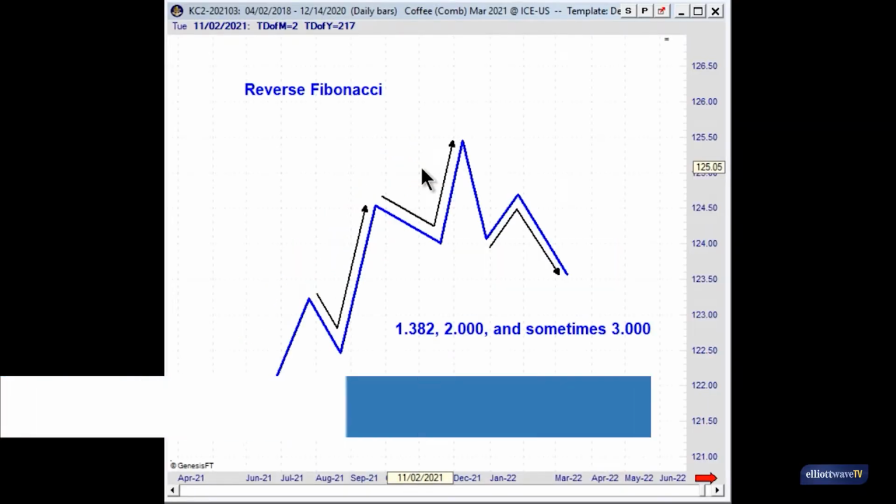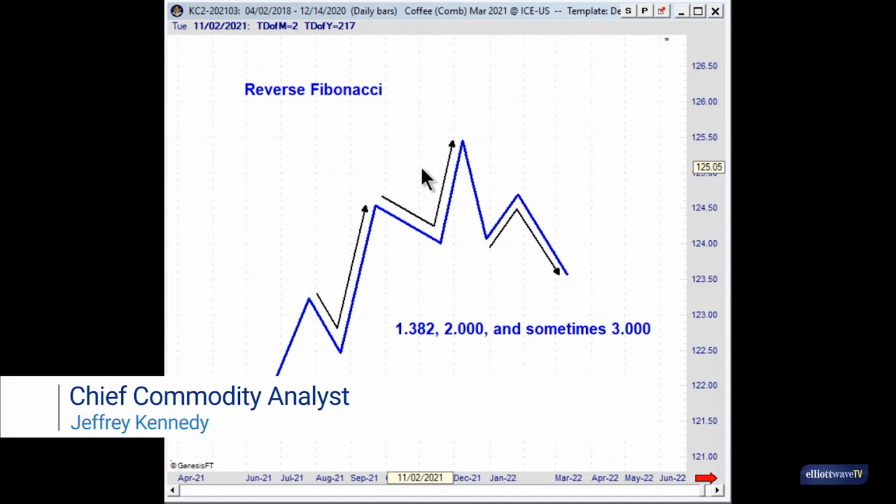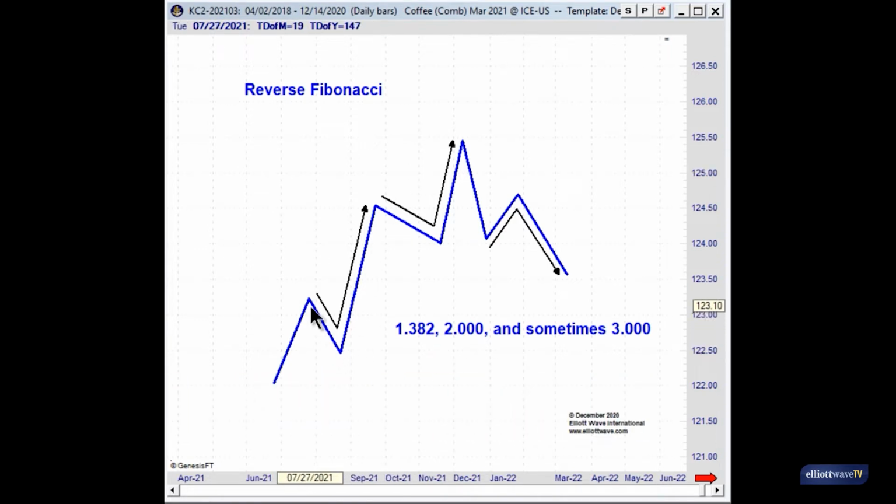Okay, so what exactly is reverse Fibonacci? Well, all I do is I take the preceding move, in this case this pullback, and I use that as my multiplier for the subsequent move. In other words, I'm using the most recent price action because I think the most recent price action is the most relevant price action. So, say from an Elliott wave perspective, I'm utilizing wave 2 as my multiplier for wave 3.